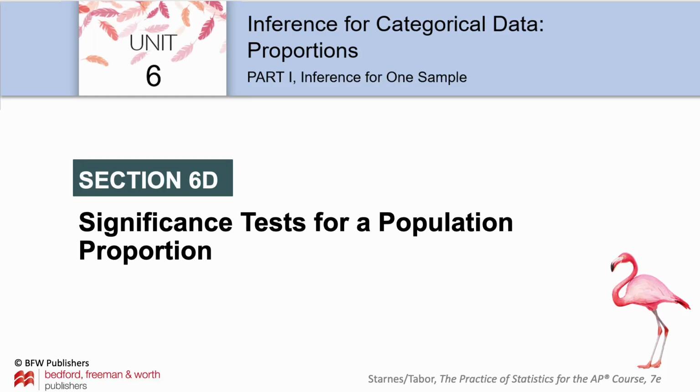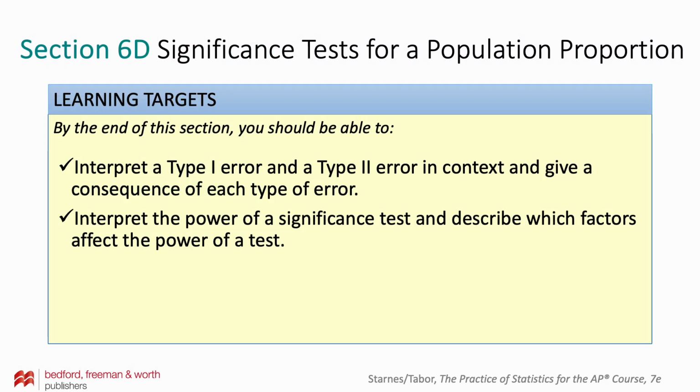Okay, we're moving on to our last section of Unit 6, so let's dive into it. Our learning targets for this lesson are to interpret type 1 errors and type 2 errors in context and give consequences for each type of error, and then also interpret the power of a significance test and describe which factors affect the power of a test.